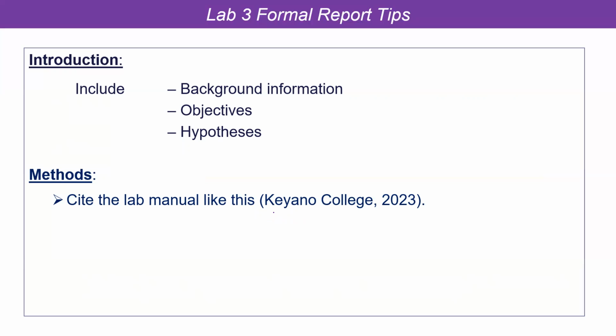There's no author for this lab manual, so we're going to say that Keano College is the author. You put this in brackets, comma, followed by the year, and then you finish the sentence. We've talked about citations already, and I'll talk about them again in a few minutes in this video, but make sure that your first sentence is citing the lab manual.